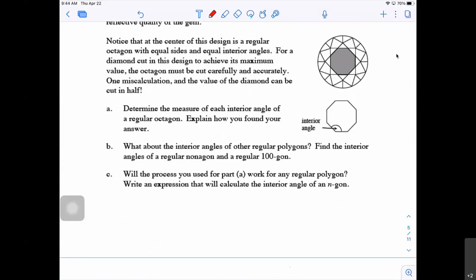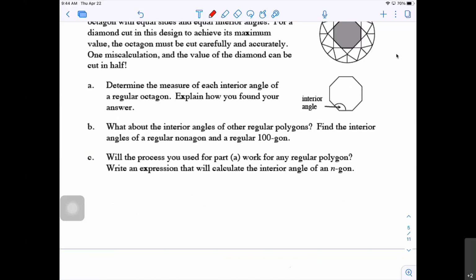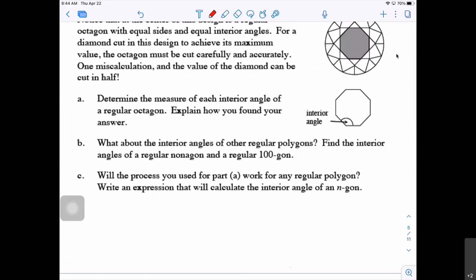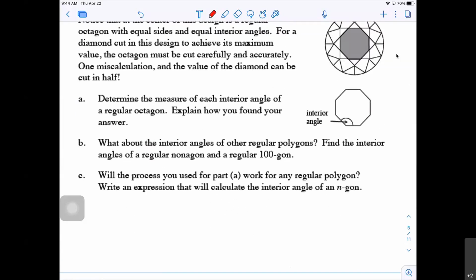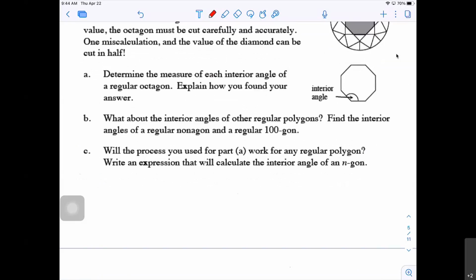So here's what I want you to do. I'm going to give you about 3 minutes, which I think is all you'll need. If you take a look at parts A and B, I want you to use what you know from yesterday to determine the measure of each interior angle of that regular octagon. And then I also want you to do part B. Find each interior angle of a regular nonagon. Remember, that's a 9-sided shape. And find each interior angle of a regular 100-gon.